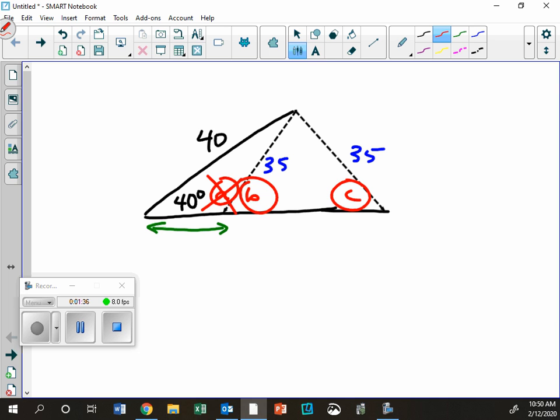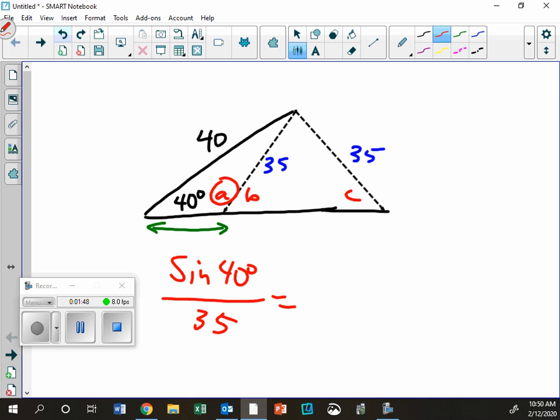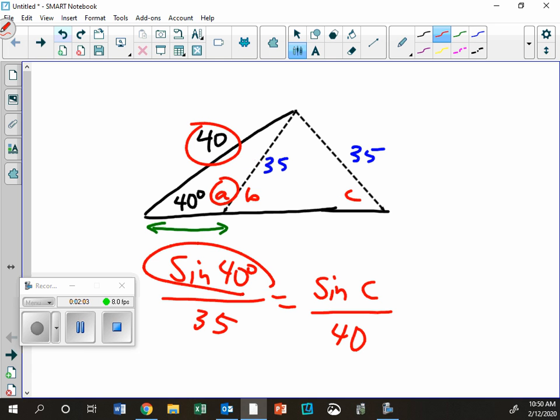Okay, so tell me how you set that up. Sine 40 over 35. That's the beginning of the law of sines. Nice. Keep going. Sine of, I like it, we'll use C, over 40 because that's the side across from it. Okay, very nice. Save me some time because at this point I have to trust you can do this. That's a decimal. You divide it by 35. You multiply both sides by 40. And then you do inverse sine at the end.